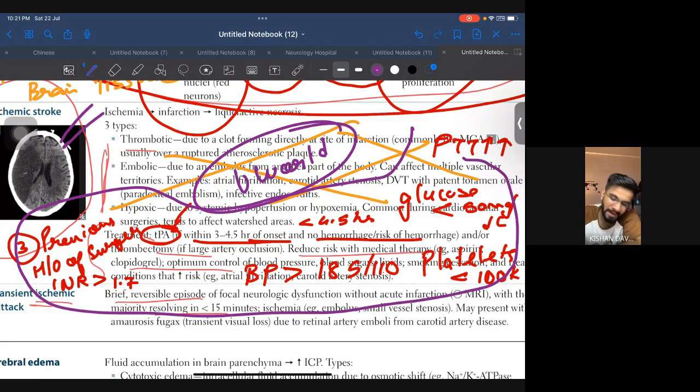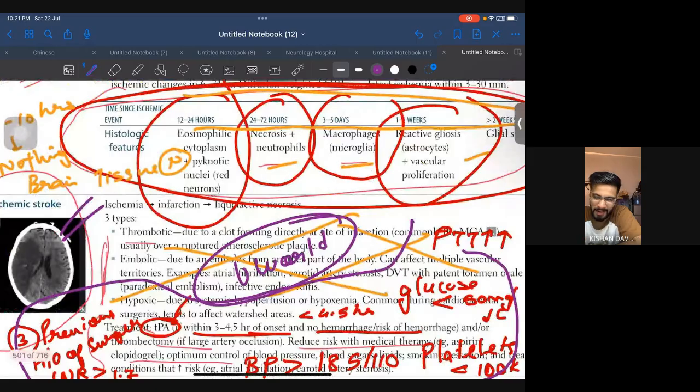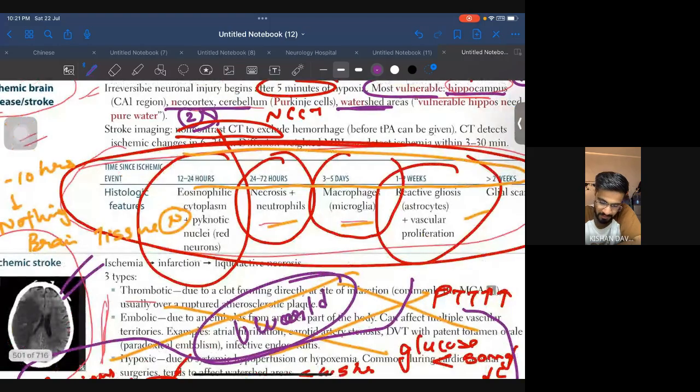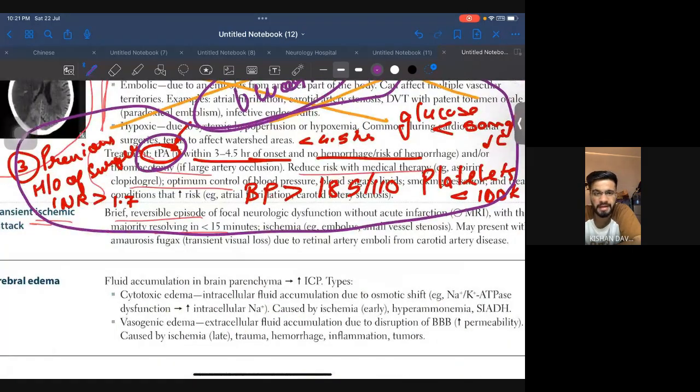This is the MRI that you need to remember. This is not MRI, I think this is NCCT. I don't know what this is, I am very weak at radiology. Whatever it is, remember it. And these are the changes in the brain. These are the contraindications and indications of TPA. So these three things are very important.